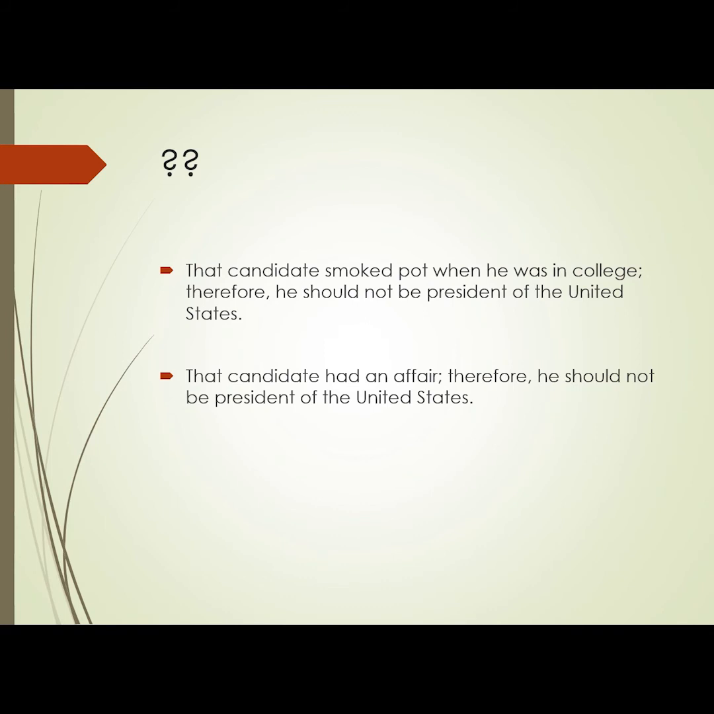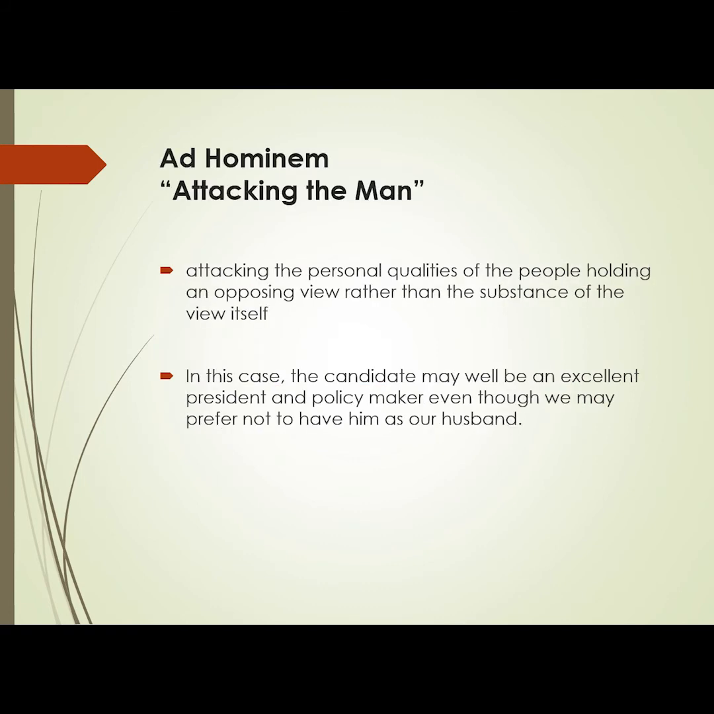The candidate smoked pot when he was in college, therefore he should not be president of the United States. Again, we're attacking the person here. That candidate had an affair, attacking the person, therefore he should not be president of the United States. Does not specifically talk about whether or not their policies or what they want to do as a president, just who they are as a person. Again, this would be common attacking the man.